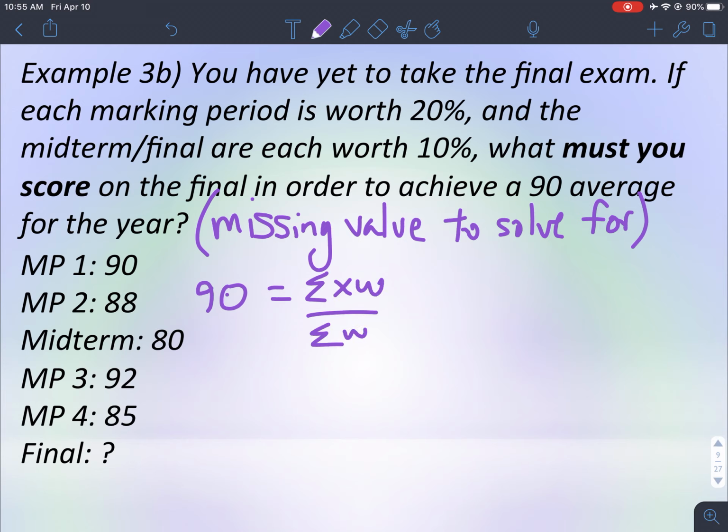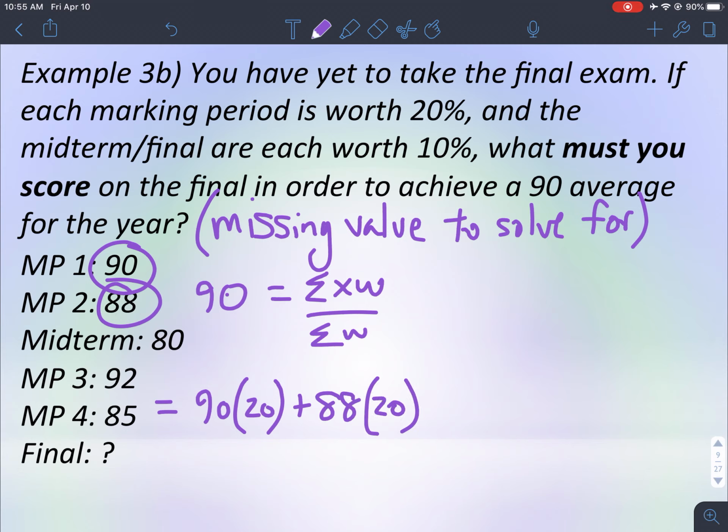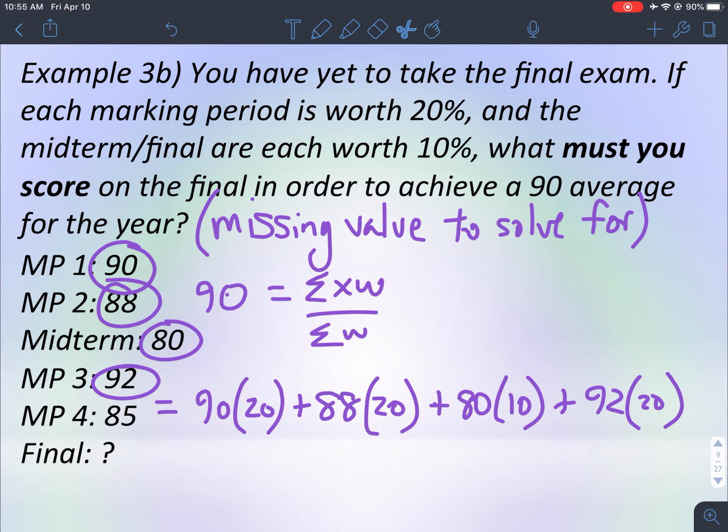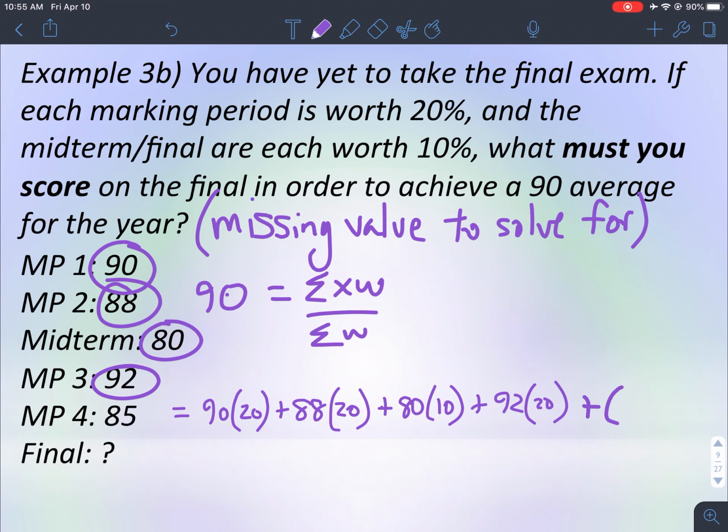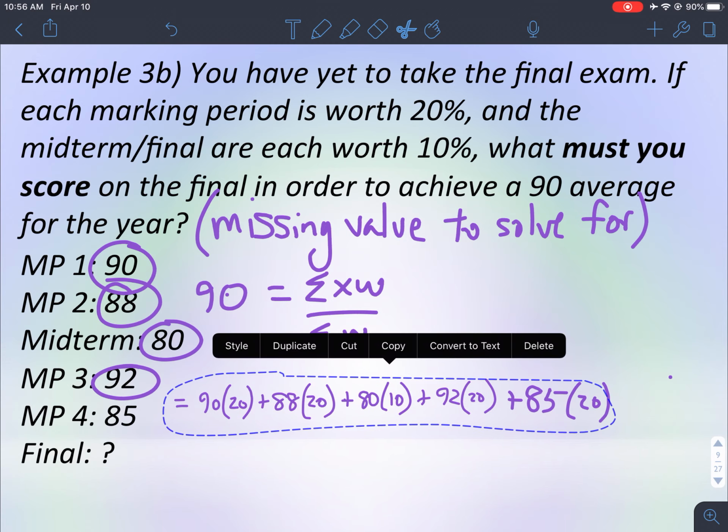And we know that. This is going to be equal to the marking period 1 score worth 20% plus marking period 2 score worth 20% plus midterm worth 10% plus third marking period worth 20% plus fourth marking period worth 20%, divided by the sum of the weights.